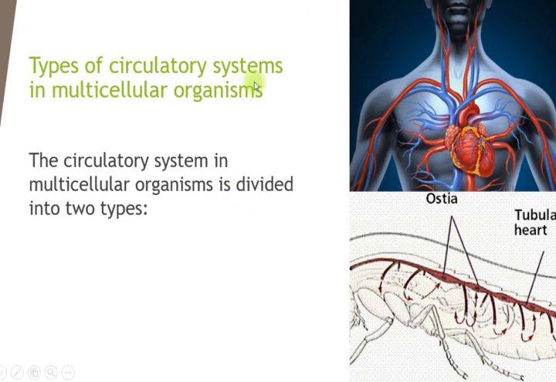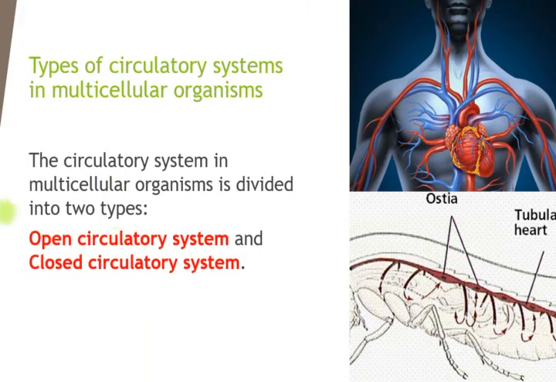Okay, so let's go to the types of the circulatory system in multicellular organisms. It can be divided into two types. What are they? Open circulatory system and closed circulatory system.